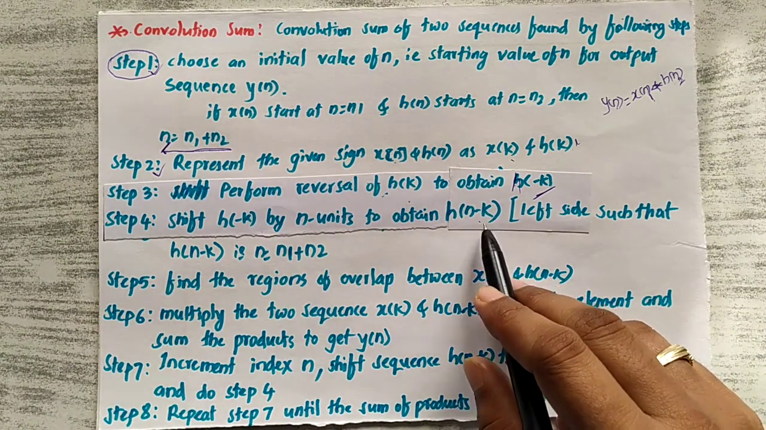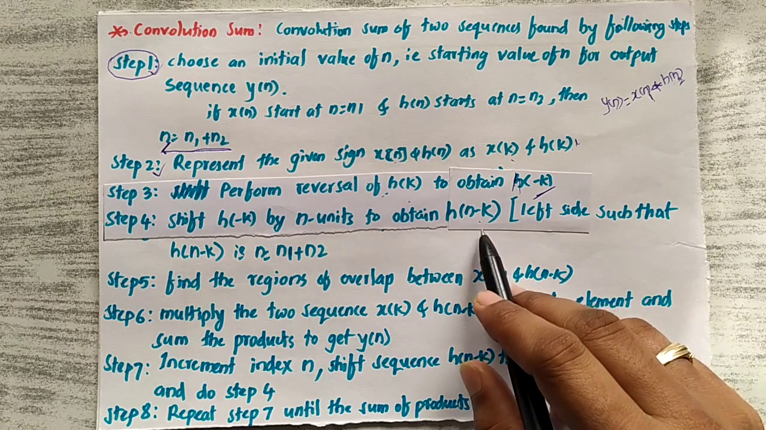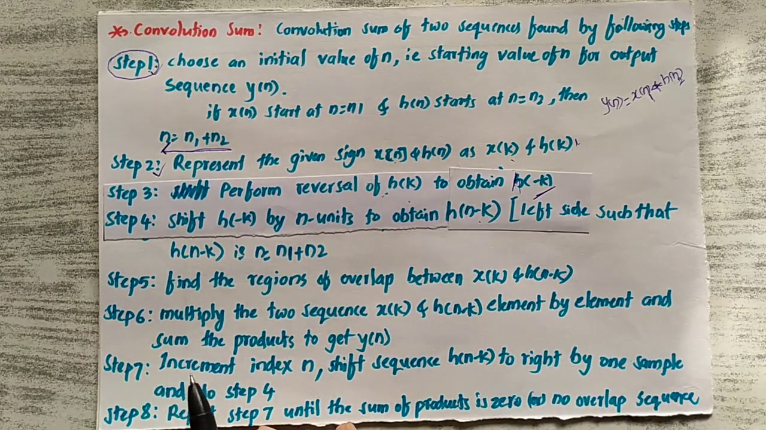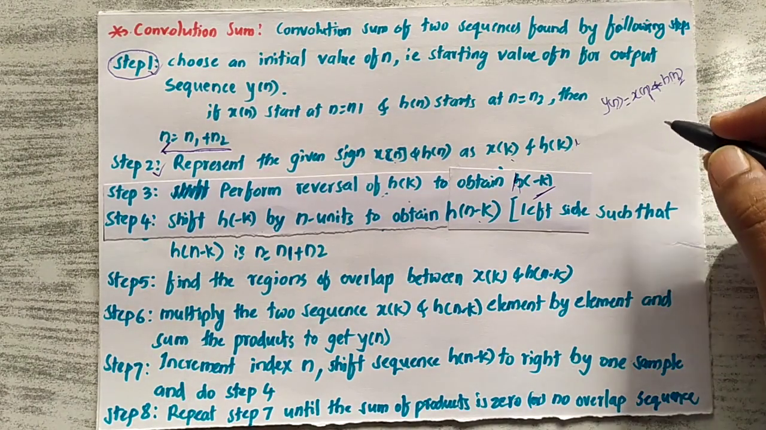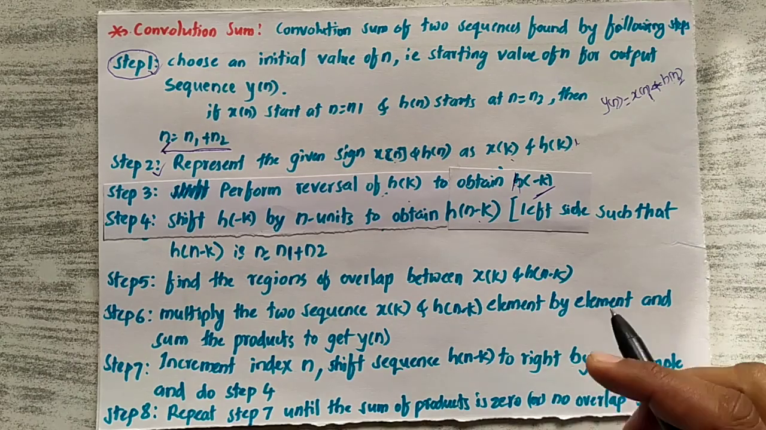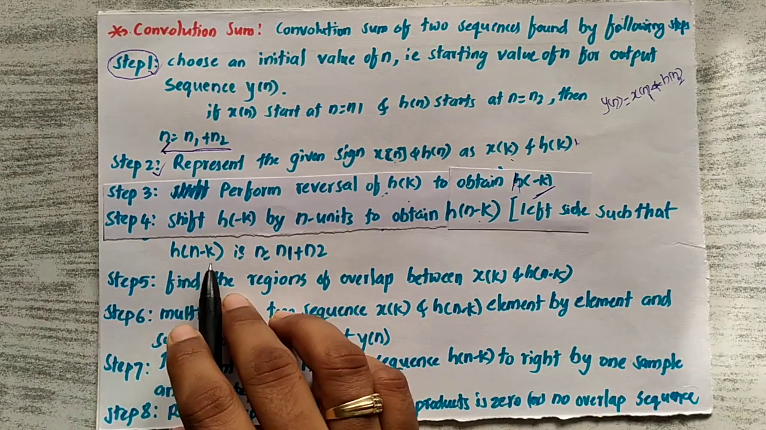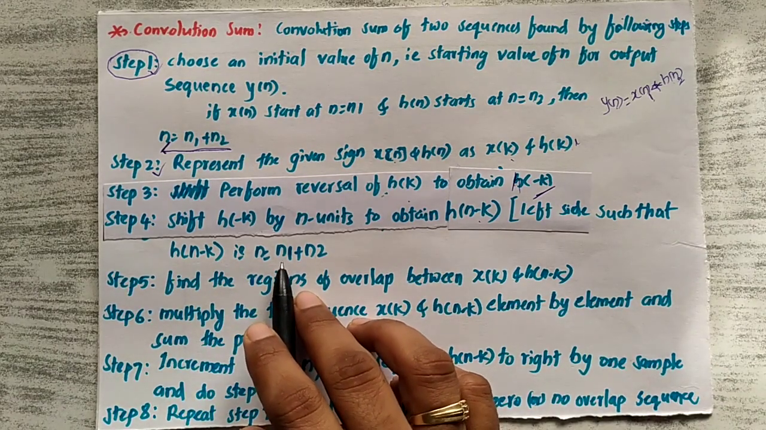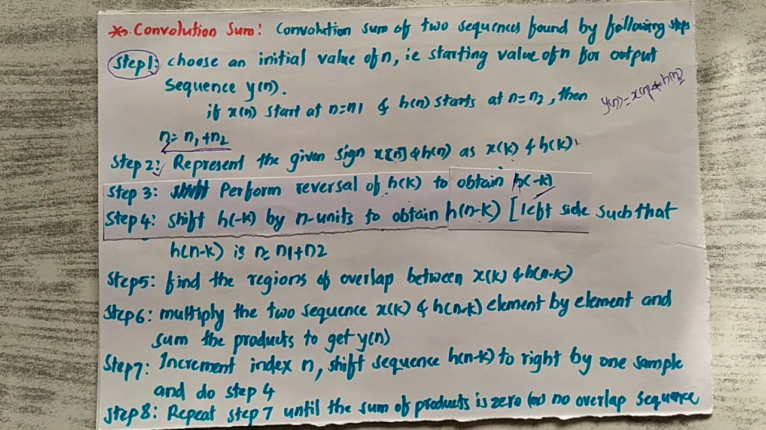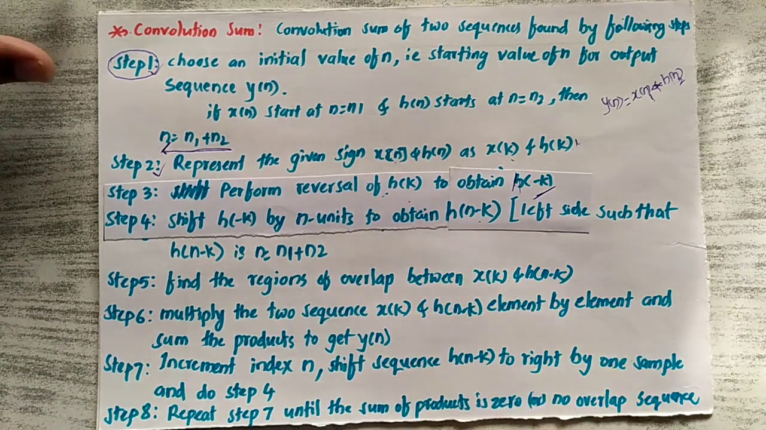Preferably, the way to understand this is to do the left shifting. Whatever h of minus k is there, do the left shifting of h of minus k such that h of n minus k will start at n equal to n1 plus n2. While solving the problem, you will have a better understanding of these steps. If you solve some more problems one by one, you will have this picture of the steps.